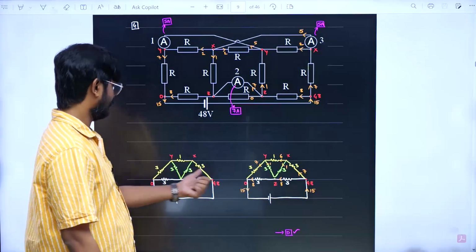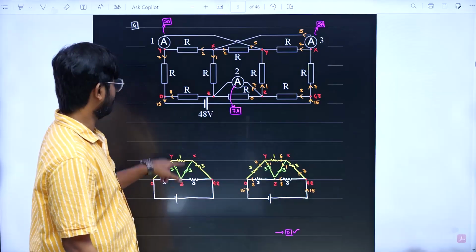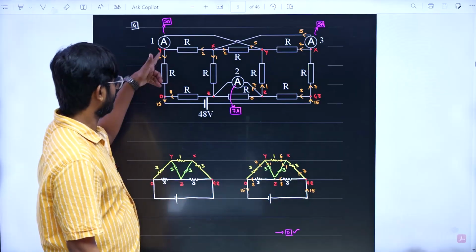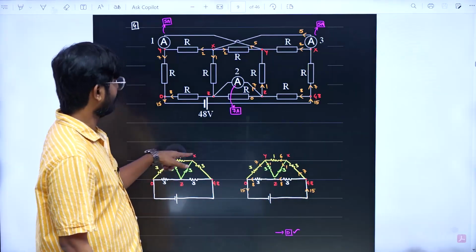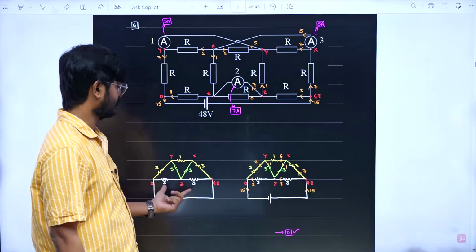0, 0, 48, x, y and z. All the resistors in between them I am going to put. Between 0 and z there is 3 ohm. Between y and 0 there is 3 ohm. Between y and x there are 3 ohms, so it will become 1 ohm. So when I redraw the figure, it is going to look like this.